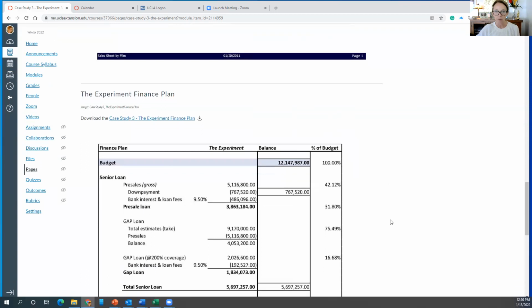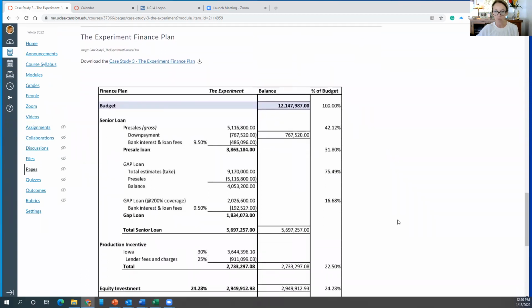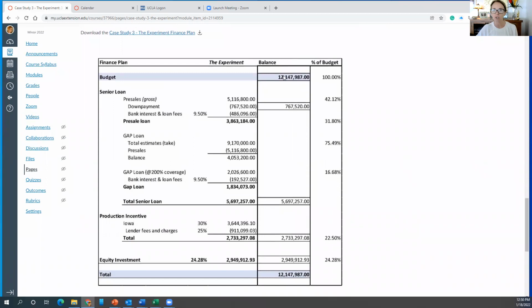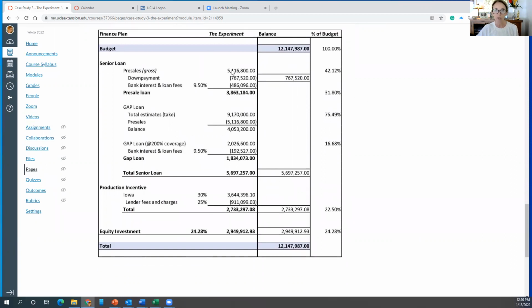The finance plan based on these numbers looks as follows. Our budget is $12,147,987. Again, the pre-sales that we generated were $5,116,800. When the sales agent does pre-sales, the distributor will make a down payment. Usually the installment terms would be 10 or 20% as a down payment, and when the movie is delivered to the distributor, he pays the balance of 80 to 90%.